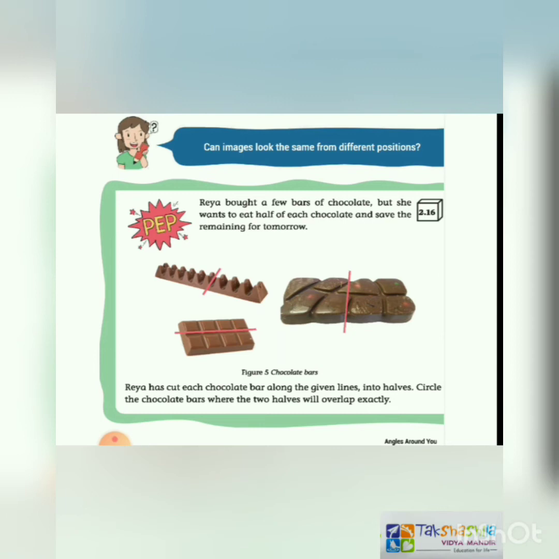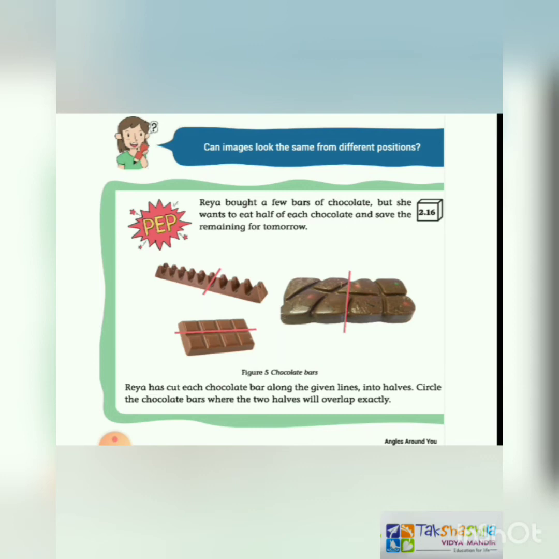Rhea bought a few bars of chocolates, but she wants to eat half of each chocolate and save the remaining for tomorrow. And here 3 chocolates have been given for you, right? And here they have used one line also. And as I said already, the line dividing the objects is called the line of symmetry, but that object should be getting equal halves, that is called the line of symmetry.